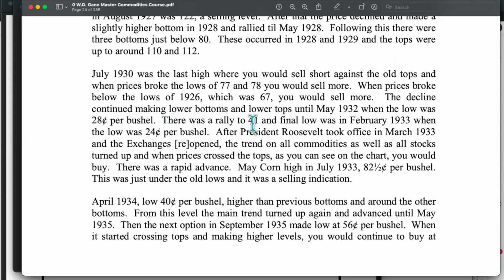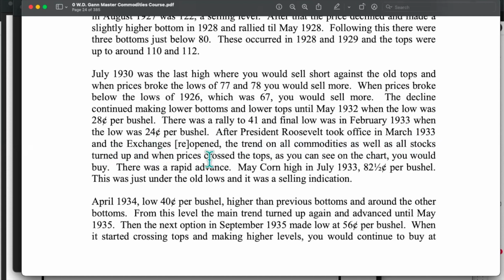There was a rally to 41. So from 28 again, it went up to 41. And the final low was in February 1933, when the low was 23 cents per bushel. And then he says, after President Roosevelt took office in March 1933 and the exchanges reopened, the trend on all commodities as well as all stocks turned up.